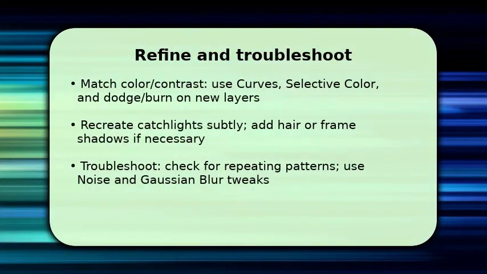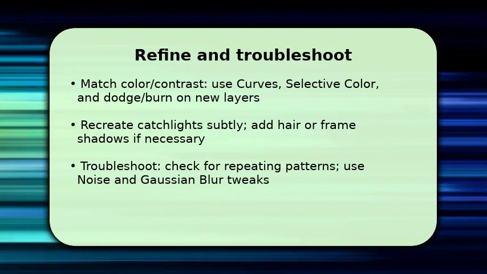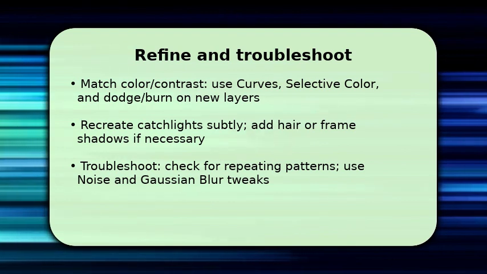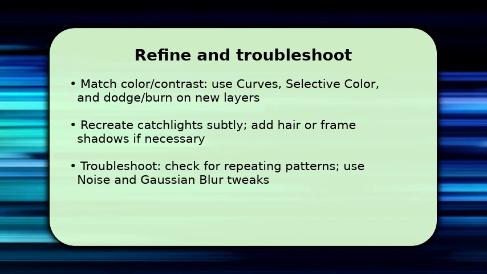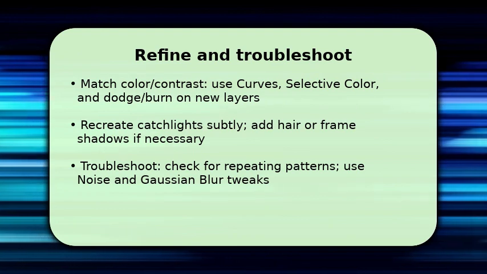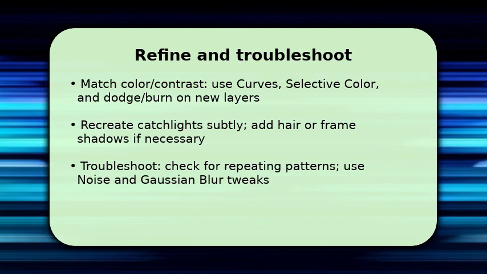You finish by matching tones and fine detail so the edit is invisible. Use curves or selective color on adjustment layers to match surrounding skin contrast, then dodge and burn subtly to restore natural shading. Recreate any catch lights or frame shadows on separate layers to sell the depth. If you see repeating texture or cloning artifacts, vary your source areas, add a tiny bit of noise, and apply a very slight Gaussian blur to break the repeating pattern and make the skin read as real.